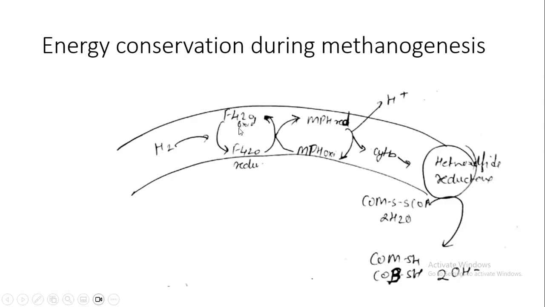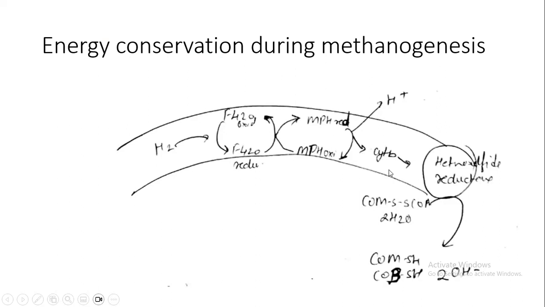Here again, F420 can switch from oxidized to reduced form, and the reduced form of F420 will provide the required protons and electrons to methanophenazine, which is another molecule that is acting as a redox electron carrier. It will accept both protons and electrons from F420 and transfer only the electrons to cytochrome B, while the protons are excluded across the membrane. This generates a concentration of H plus ions across the outside of the membrane.